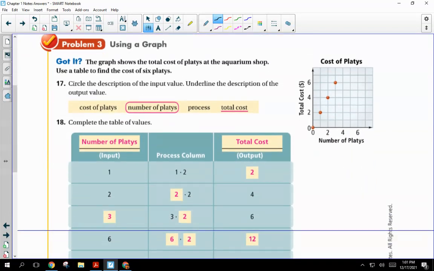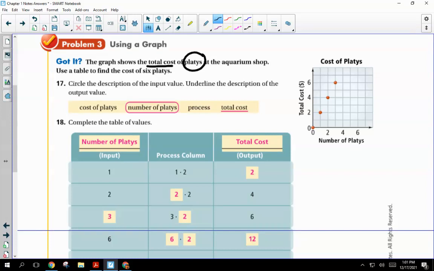Number 3, using a graph. The graph shows the total cost of platies at an aquarium shop. Use a table to find the cost of 6 platies. I believe a platy is some kind of fish. I'm not really sure. I'm not a science teacher, and I'm not really good with my fish. So they're just trying to find the cost of platies at an aquarium shop, and they have a nice graph here for you, and you have a table.